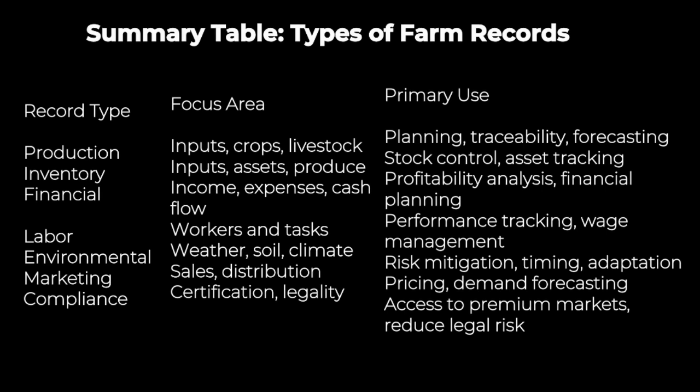Summary table, types of farm records. We will have a table with three columns: record type, focus area, and primary use. First, production. Inputs, crops, livestock. Planning, traceability, forecasting. Second, inventory. Inputs, assets, produce. Stock control, asset tracking. Third, financial. Income, expenses, cash flow.